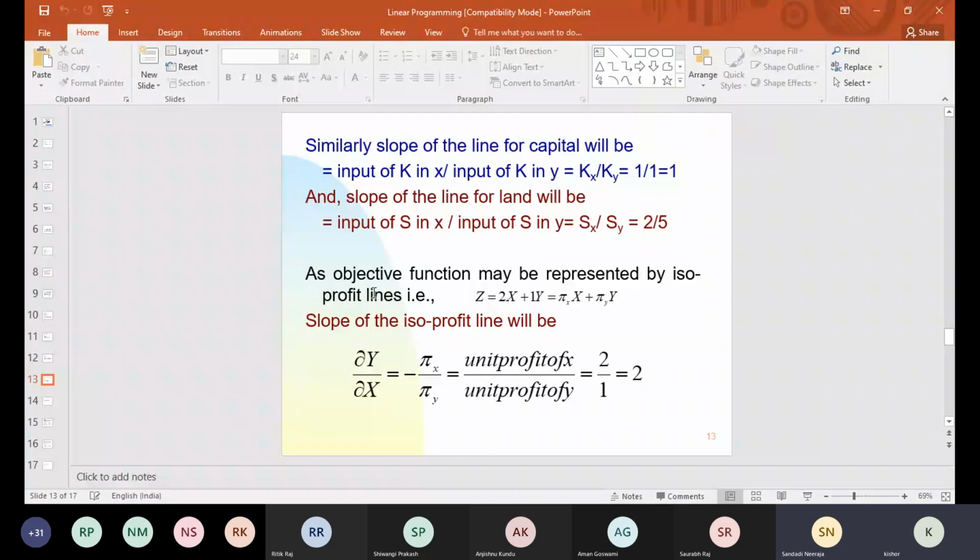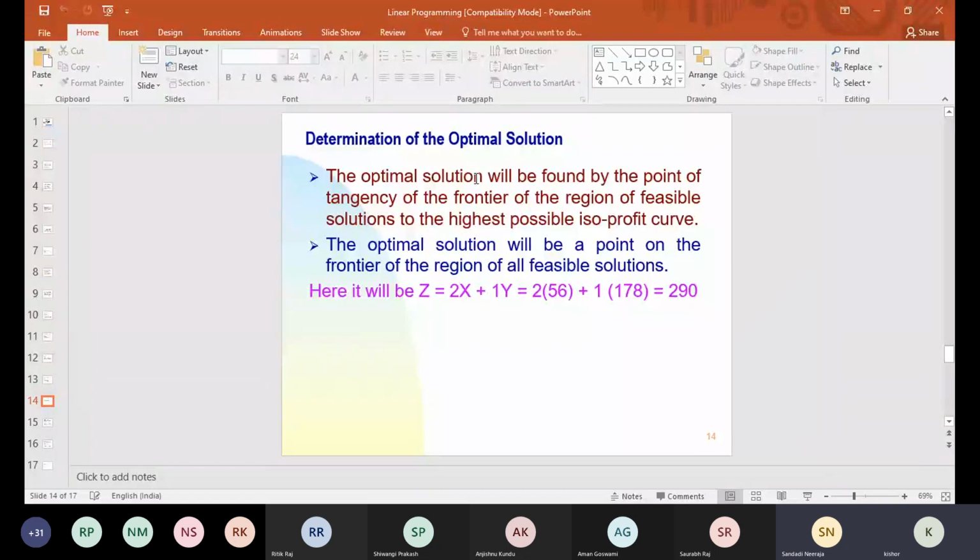Then we move on to the second step, that is identifying the slope of the isoprofit line. As I said already, it is the unit profit of x by the unit profit of y, 2/1. So it is 2, and accordingly we draw it. And the third step is determination of the optimal solution.